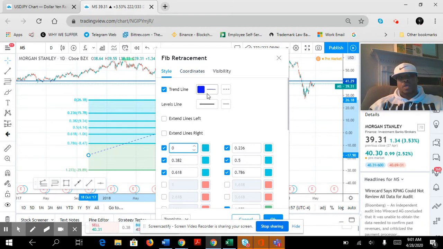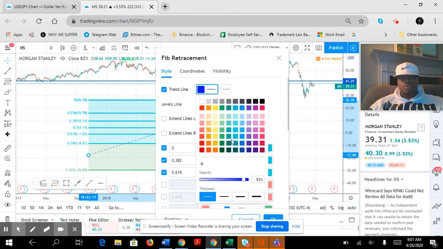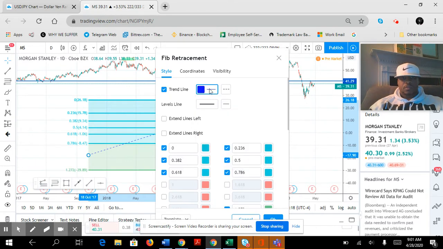Style. On your trend lines, which are these lines, you click on it and you can choose whatever color you want. I chose this color. You can also change the thickness of the lines. Thickness right here for these lines. If you like thicker lines, you can choose that. You can choose your color. And let's scroll down.